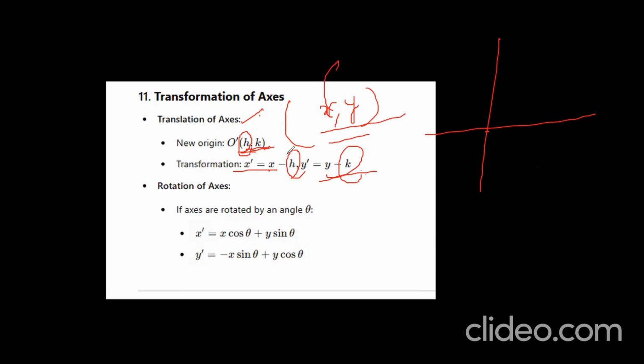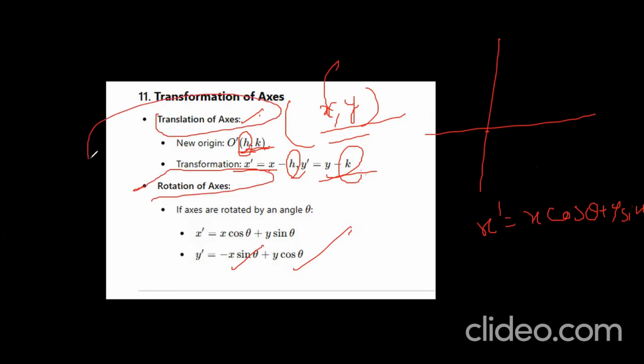Then the transformation of coordinates: x dash becomes x minus h, y dash becomes y minus k. If the axes are moved a certain distance, that is called translation. If the axes are rotated through an angle theta, it can be written as x dash is equal to x cos theta plus y sin theta, and y dash is equal to minus x sin theta plus y cos theta. So this is the rotation and this is the translation.